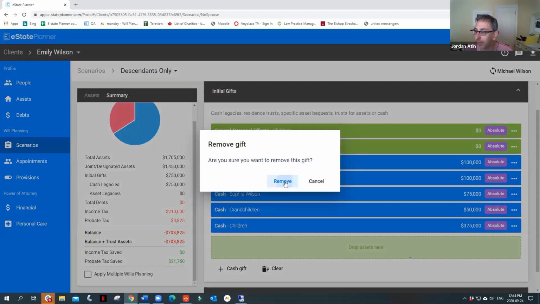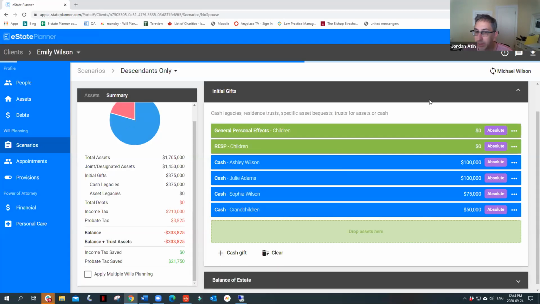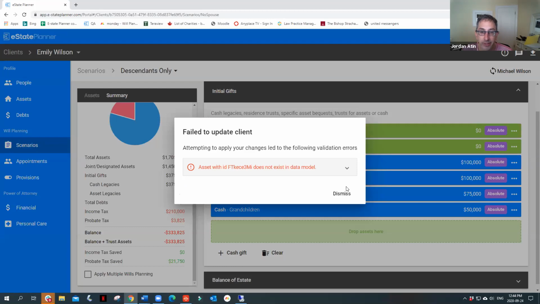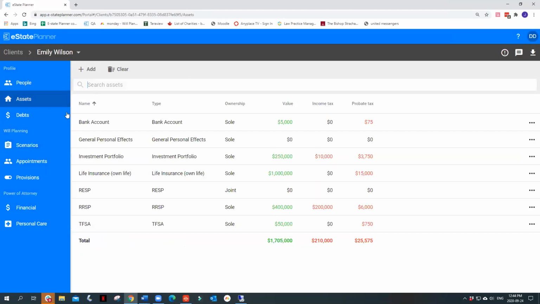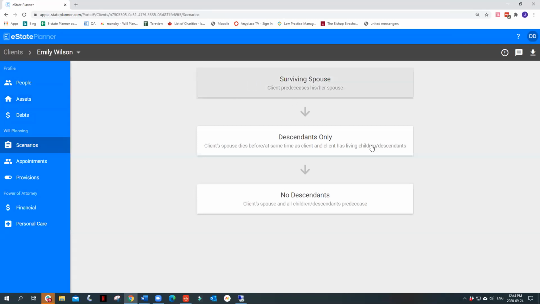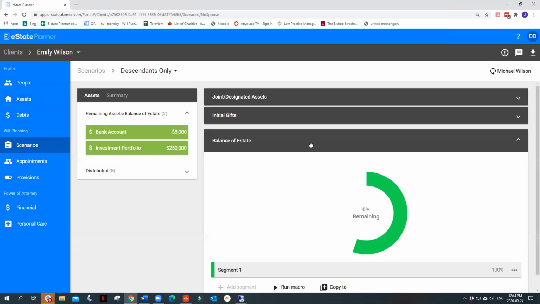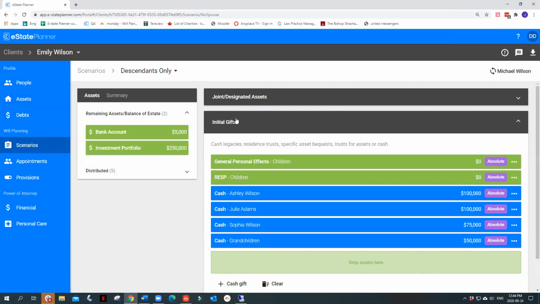Anybody have any questions about abatement? I have a question. Sure. Have you ever done it where you might say, if my estate is worth more than $1 million, I want these gifts, but if my estate is less than $1 million, these are the special gifts? Right. We can't do that yet.